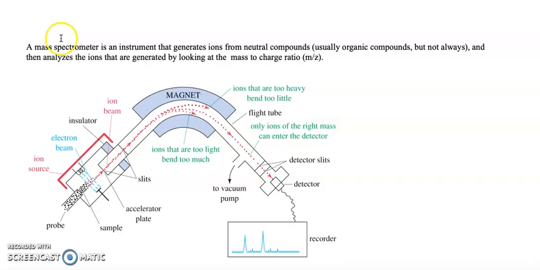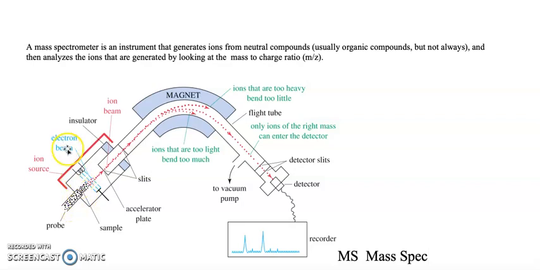I want to talk today about mass spectroscopy, or how it's sometimes abbreviated as MS, or alternatively mass spec. It's a method of determining the size of the molecule and getting a sense of the molecular weight. The way this is usually done is we have a sample and we want to convert it into ions.